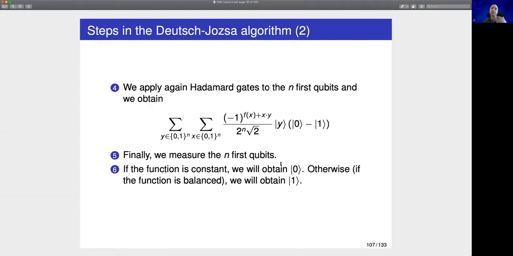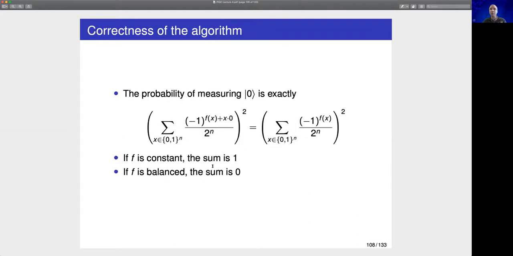So it is enough, as we mentioned in the previous slide, to measure all those top qubits and to compare the result with 0, with the string which is all zeros. If the string is all zeros, this can only come from the fact of f being constant. If the result is different from 0, this can only come from the fact that the function is balanced. So this is why we solve this problem.